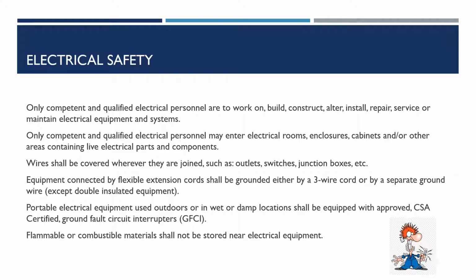Wires shall be covered wherever they are joined, such as outlets, switches, junction boxes. Equipment connected by flexible extension cords shall be grounded either by a 3-wire cord or by a separate ground wire. Portable electrical equipment used outdoors or in wet, damp locations shall be equipped with an approved CSA certified ground fault circuit interrupter. Flammable or combustible material shall not be stored near electrical equipment.